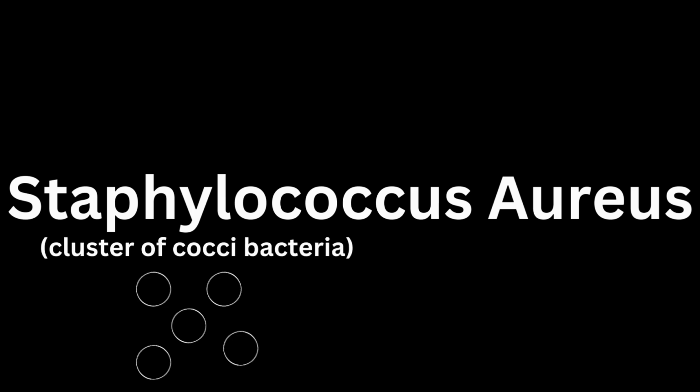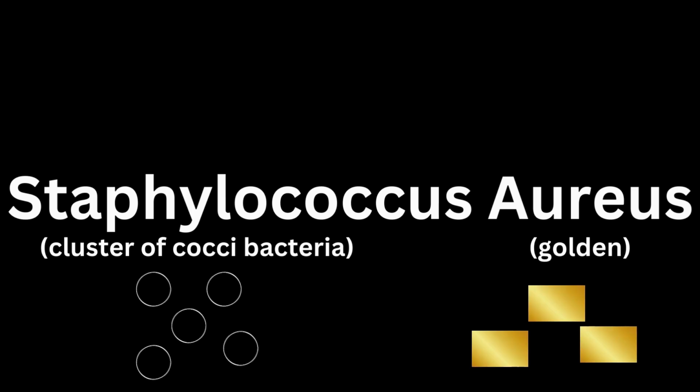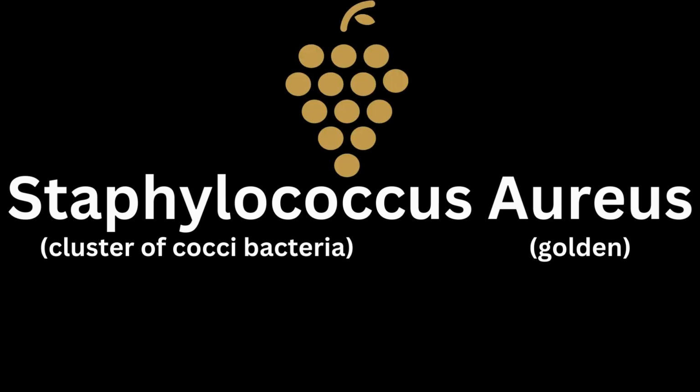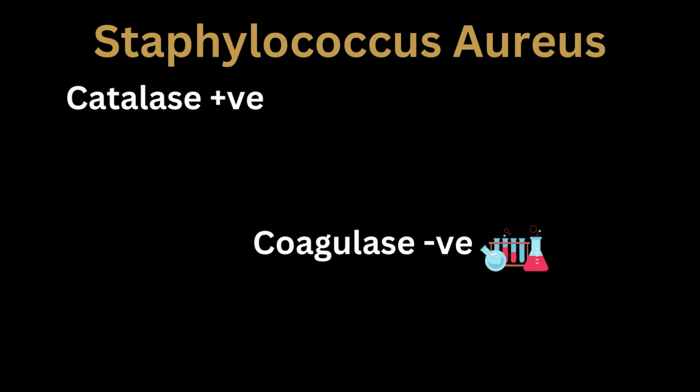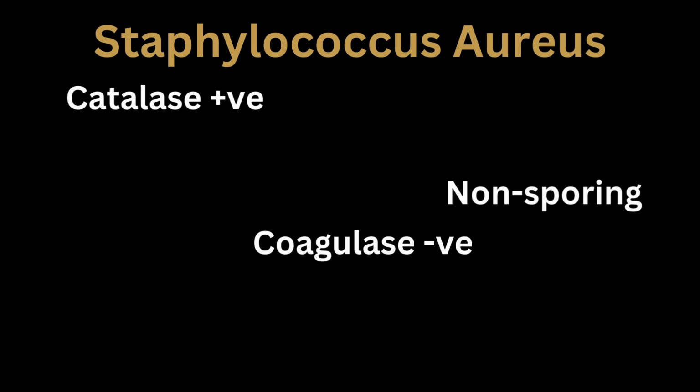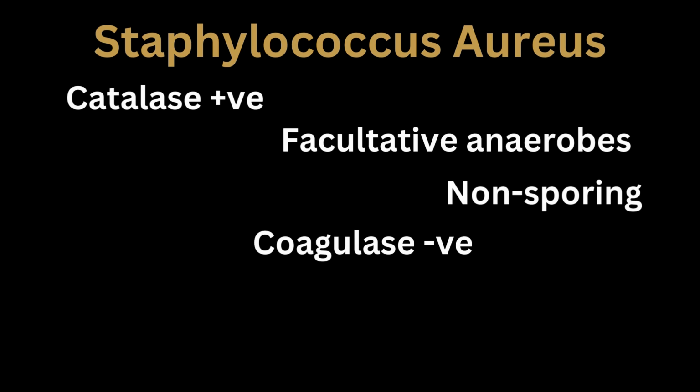If we break this word down, Staphylococcus refers to a cluster of cocci bacteria and aureus refers to the golden color. So Staphylococcus aureus are a bunch of bacteria that are round or spherical in shape and golden in color. They are catalase positive, coagulase positive, non-sporing bacteria who are facultative anaerobes. Staphylococcus aureus are also non-motile organisms.